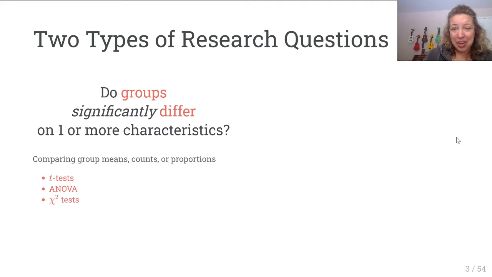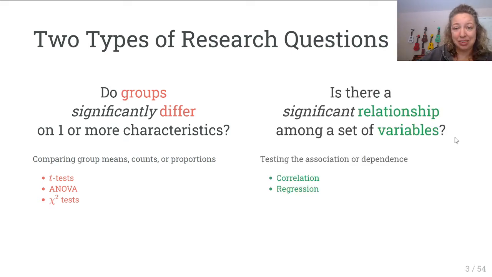So in general, there are two main types of research questions that we might wish to address. The first type focuses usually on group differences. Do two or more groups differ on at least one or more criteria or characteristics? So we could do things like comparing group means, counts in groups, or proportions. These kinds of questions can be answered by such things as a t-test, ANOVA methods, and chi-squared test. And we're going to learn all of these things this semester.